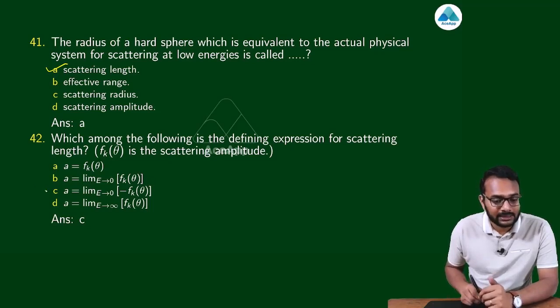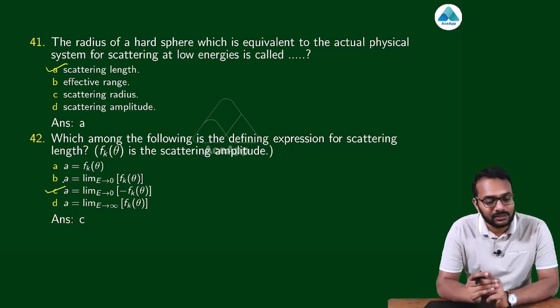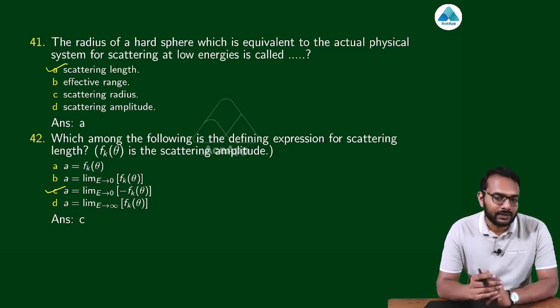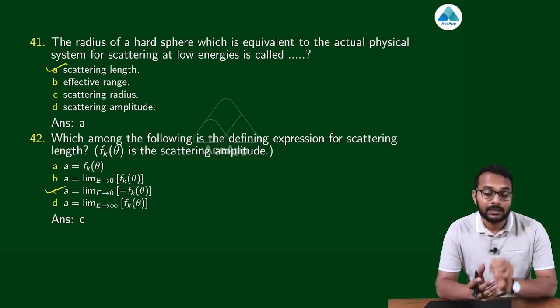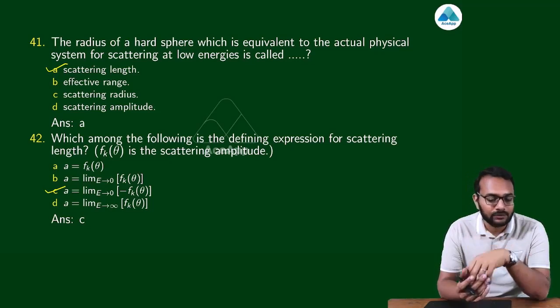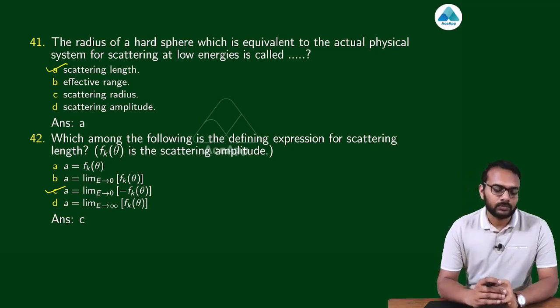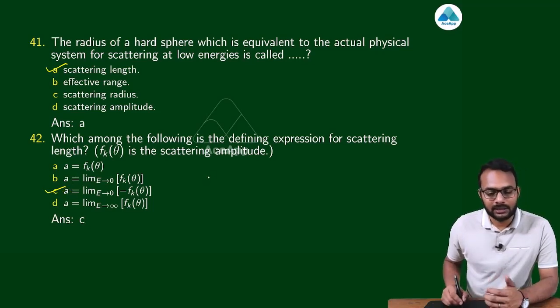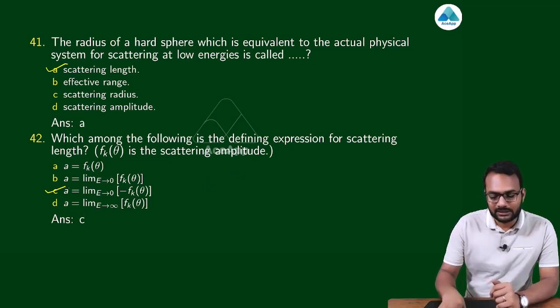If you go back and check, you will see that the scattering length is defined by the limit E tends to zero of minus f_k(theta). Not E tends to infinity, it's the limit E tends to zero of minus f_k(theta). This is the definition of scattering length. It's defined for low energy, where E tends to zero. In terms of the scattering length a, we know that the scattering cross section is 4 pi a squared. We have seen these things.